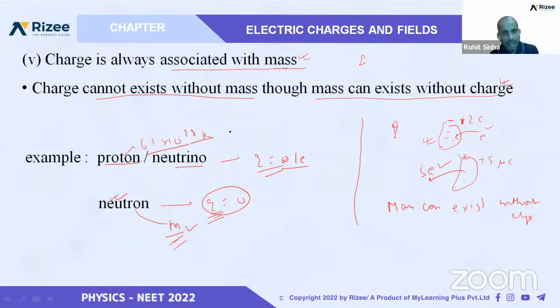This is our fifth property, and believe me, this is the kind of property from which assertion and reasoning type questions are asked. Questions of this type will be asked from these properties only.